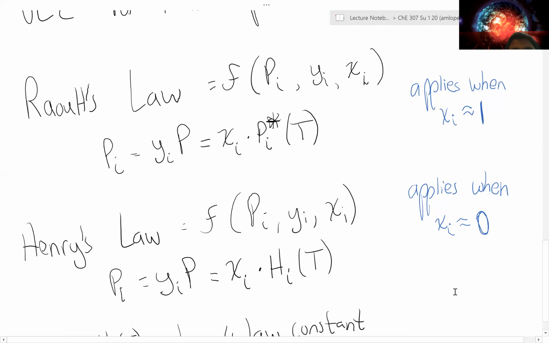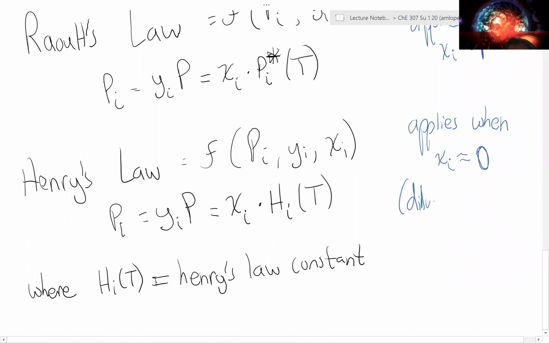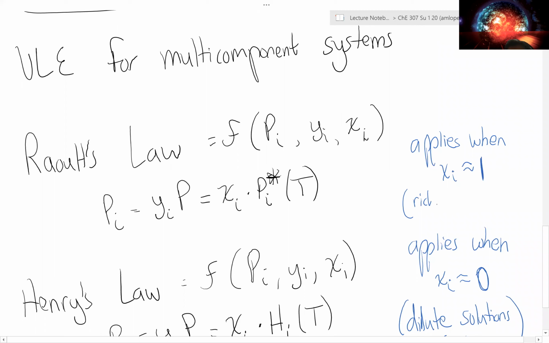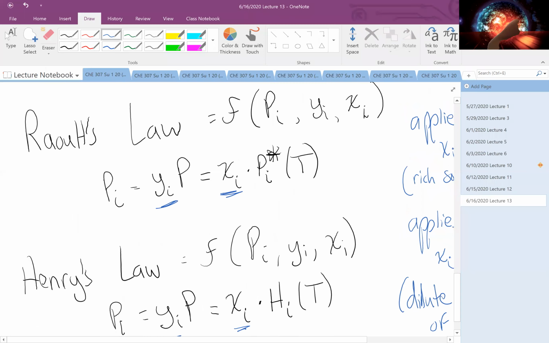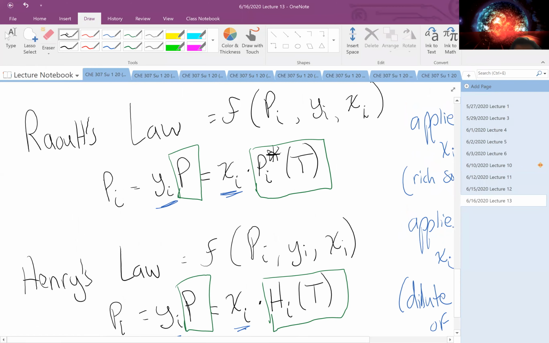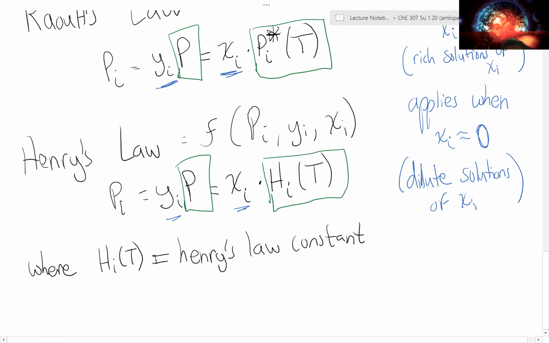So for these approximations, Henry's law applies when we have dilute solutions of X sub i. And Raoult's law applies when we have rich solutions of X sub i. I get those confused sometimes. So let me do a quick recap. These two expressions allow us to connect the mole fractions in the liquid and the vapor phase of a component as a function of two variables: the vapor pressure, or the Henry's law constant, and the total pressure. And so knowing 3 of these 4 values allows the final value to be calculated.